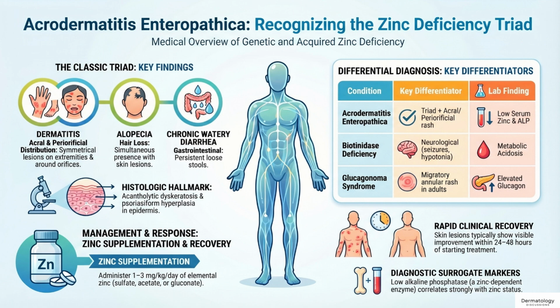Okay, but why does biotinidase deficiency cause those specific neurological symptoms alongside the rash? Because biotin is a vital cofactor for several carboxylase enzymes in the body, particularly in the brain and for energy metabolism. When biotinidase is deficient, the body cannot recycle biotin. So the enzymes just stop working. Right. The carboxylases fail, leading to a massive buildup of lactic acid and toxic organic acids in the brain, which causes the seizures and hypotonia.